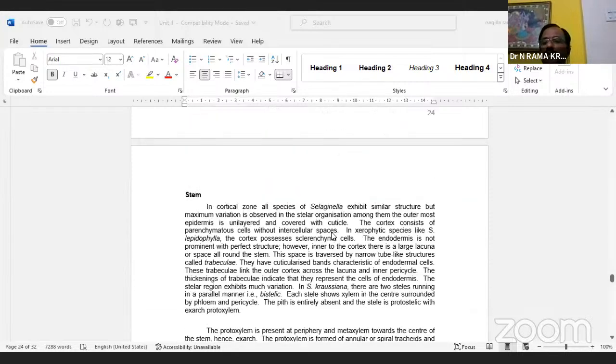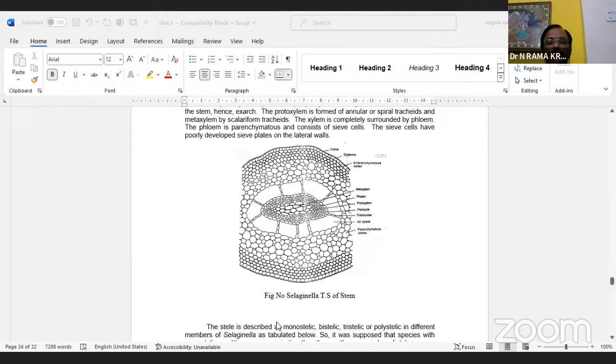Next, the third one is the stem section cutting. Here this is the most important. In the stem section there are three regions. One is the epidermis, the second is the cortex, and the third, the center part of the section, is the stele.